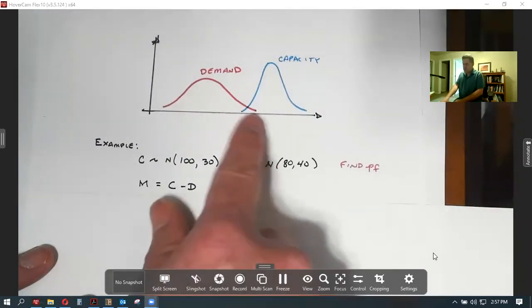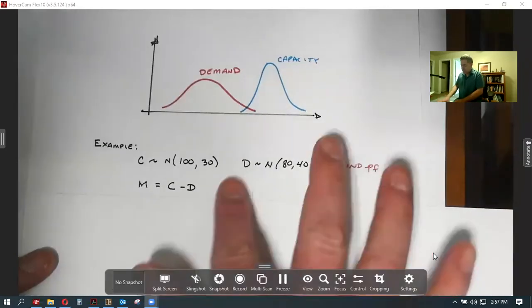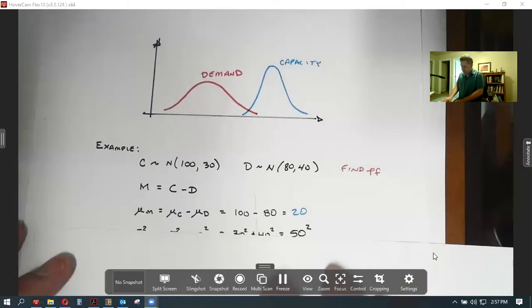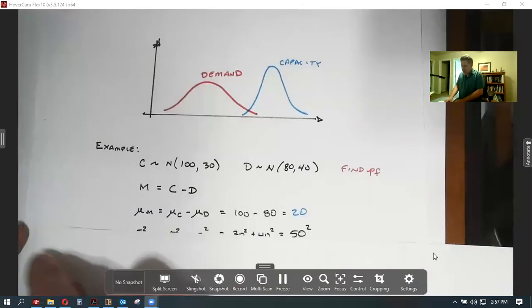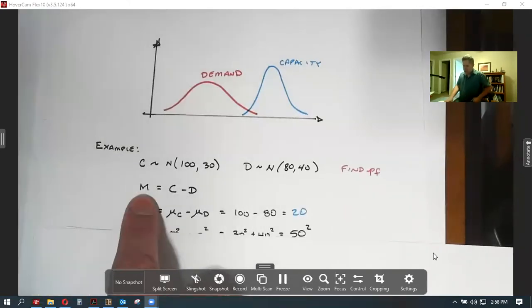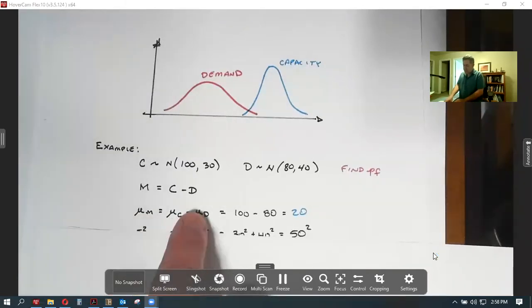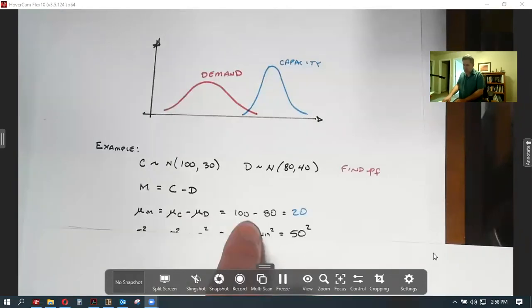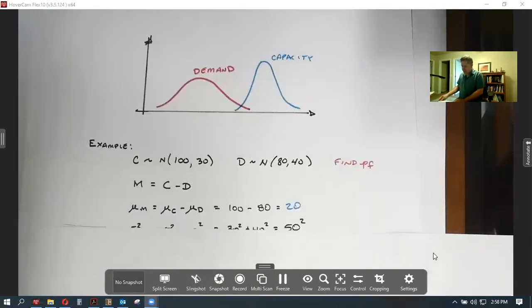But wait a minute, there's these variations going on here. So here's how this plays out: we've got some sort of model for the distribution of both the demand and the capacity. And when they're both normal and they are independent of each other, then M, the safety margin, is also going to be normally distributed. Because we have a linear combination here, the mean of the margin is just equal to the mean of the capacity minus the mean of the demand. It's the same kind of math that you learned a long, long time ago. 100 minus 80 is 20, and that's your average safety margin.